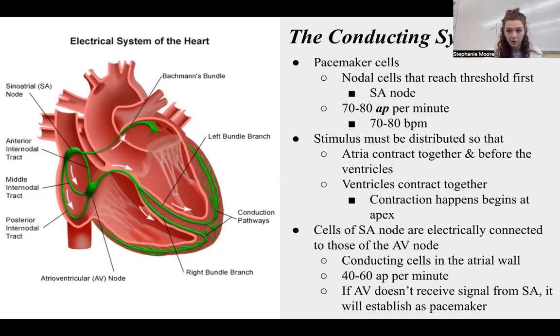Both are going to work together, but the SA node, if it's fully functional, is going to set the pace first. The AV node is just going to receive that same signal and do the same thing that the SA node is doing. If the SA node is not working, it's not able to conduct that electrical signal, the AV node will kick in and set the pace.